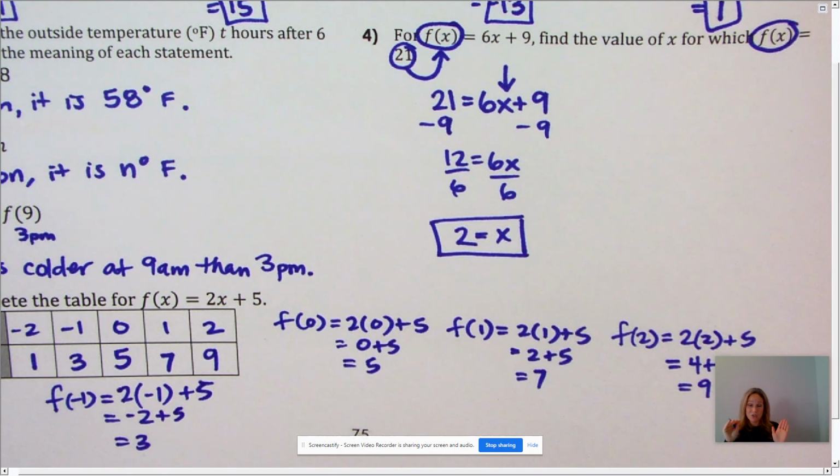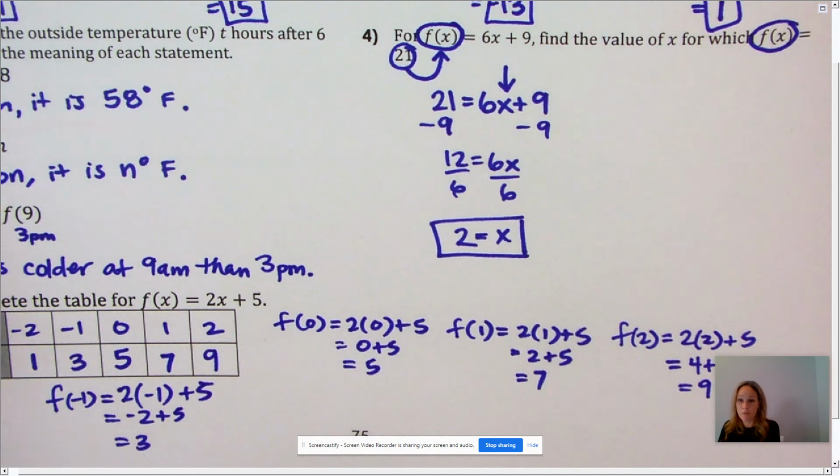But sometimes I like to do the easiest ones first, just to kind of make sure that I'm doing it correctly. And then I go back and fill in the negatives. But you can do it however you want. I know sometimes you're like, no, I have to do it in order. That's fine. I get that.